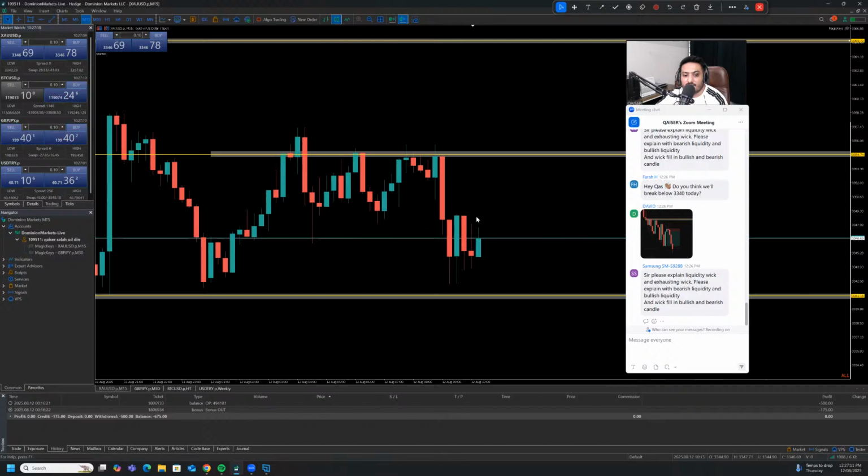So if it's continuously doing some kind of consolidation in this area before the CPI, and never breaks above the resistance or below the support, and keeps doing consolidation, then there's a higher probability that with the CPI we are going to get a huge breakout structure.